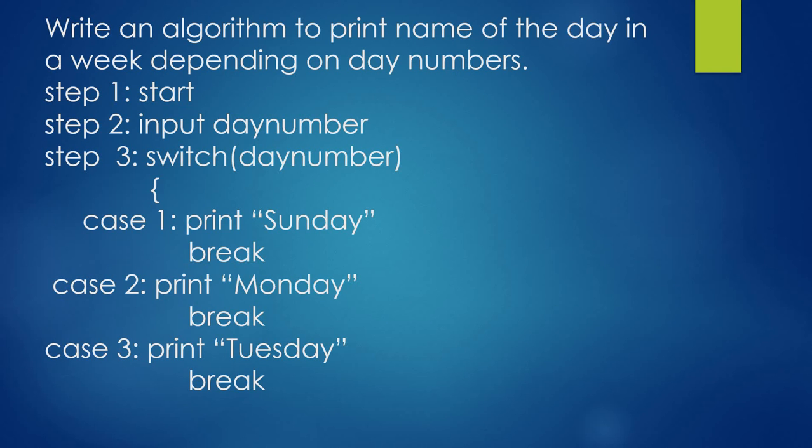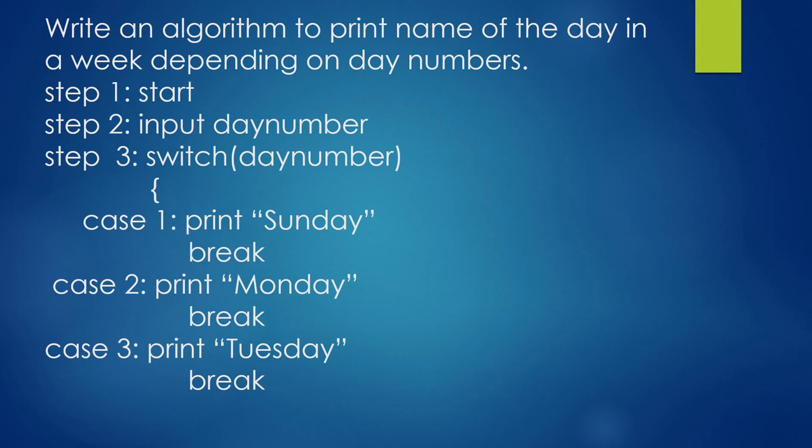We can consider one example algorithm for the switch statement. Write an algorithm to print the name of the day in a week depending on the day number. What are the names of the days in a week? Sunday, Monday, Tuesday, Wednesday, Thursday, Friday, Saturday. That is, 1 means we need to print Sunday, 2 means Monday, and according to that 7 means Saturday. Like that we need to print.